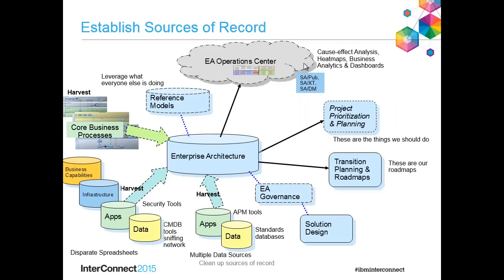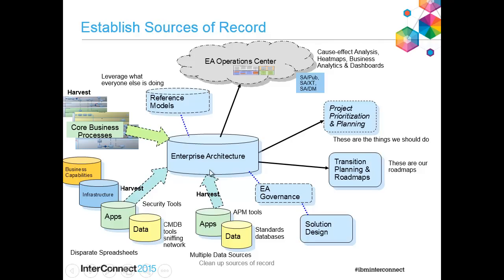This is another slide that came from a customer, and we've genericized it, but we see a lot of our customers using EA in this way. Essentially the enterprise architecture is that repository of information at the center, and you're harvesting information from various sources of record, in this case business capabilities, infrastructure, application portfolio, could be spreadsheets, could be CMDB tools, could be security tools sniffing the network. So you're harvesting that information into a central store, and then you're also bringing in potentially business processes, core business processes. You're modeling them either in the enterprise architecture tool or in some business process modeling tool, or even in Microsoft Visio, and getting that information into this enterprise architecture repository.